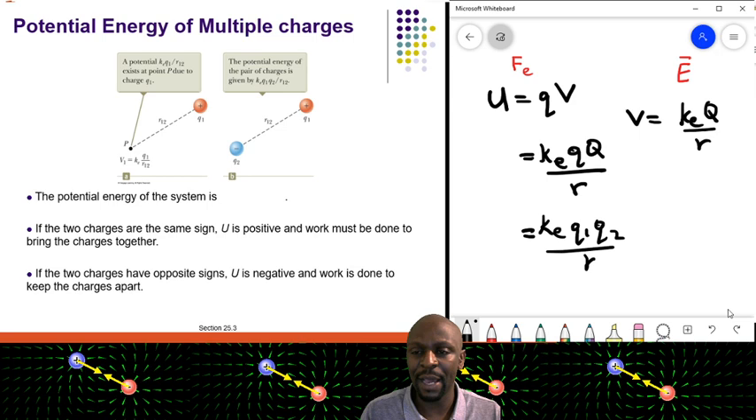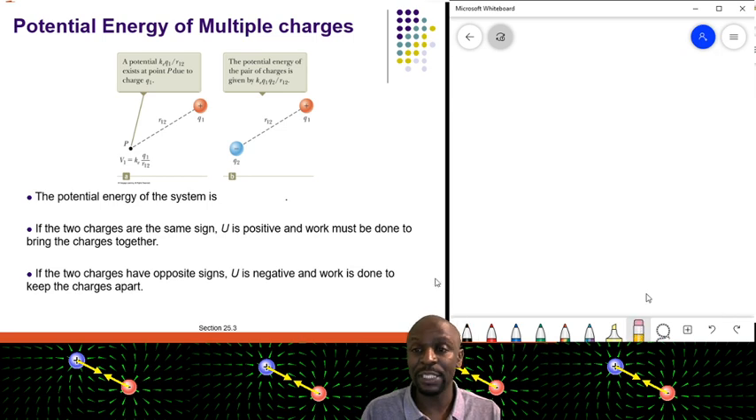Right, that's what I want you to see: for the electric potential energy, you will need the two charges as it is shown here. But for the potential, I can calculate the potential at point P only if I know the magnitude of that one charge.